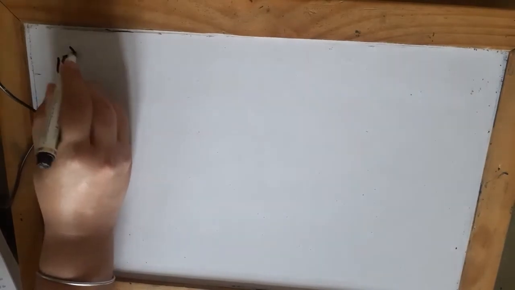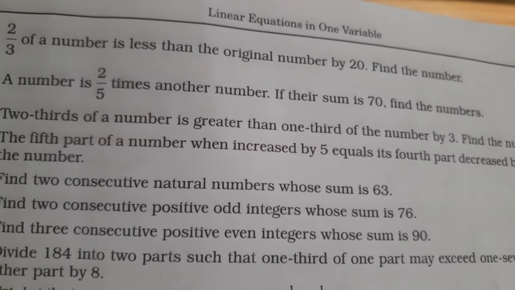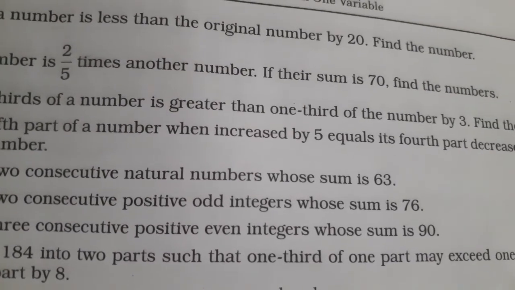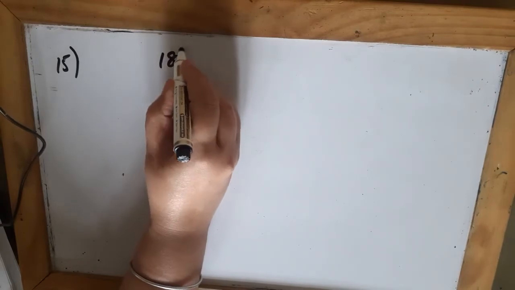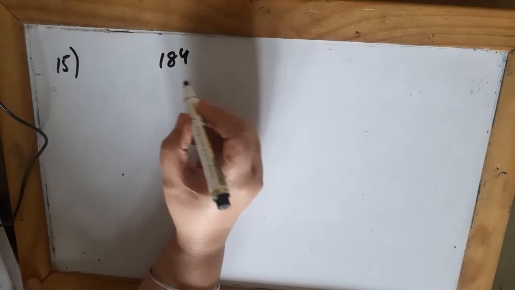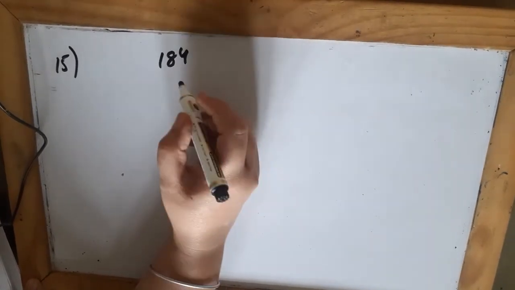Now we will solve the 15th question. In the 15th question, you can see they are saying to divide 184 into 2 parts. They are not saying equal parts. They are saying divide 184 into 2 parts such that 1/3 of one part may exceed 1/7 of the other part by 8. So they have given you one number 184, and they are asking you to divide this into 2 parts. So I don't know how I have to divide, so I will just assume both the parts.